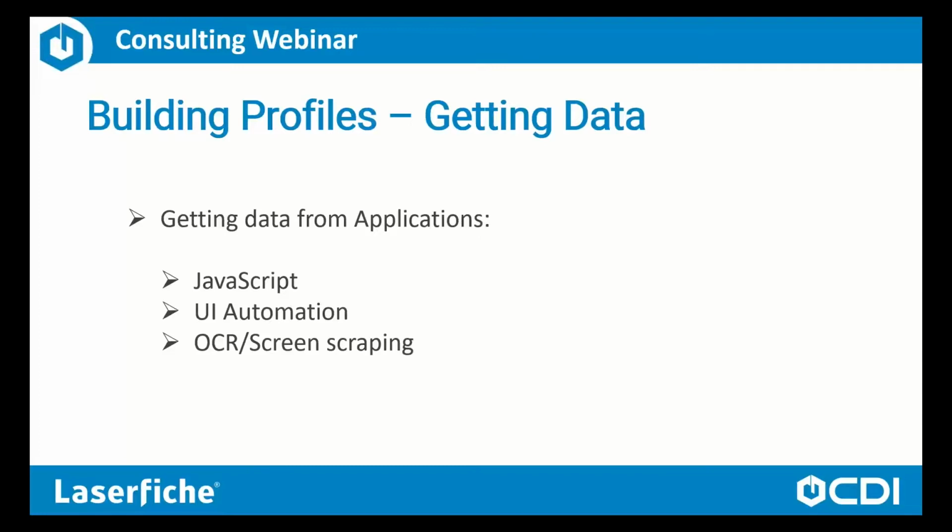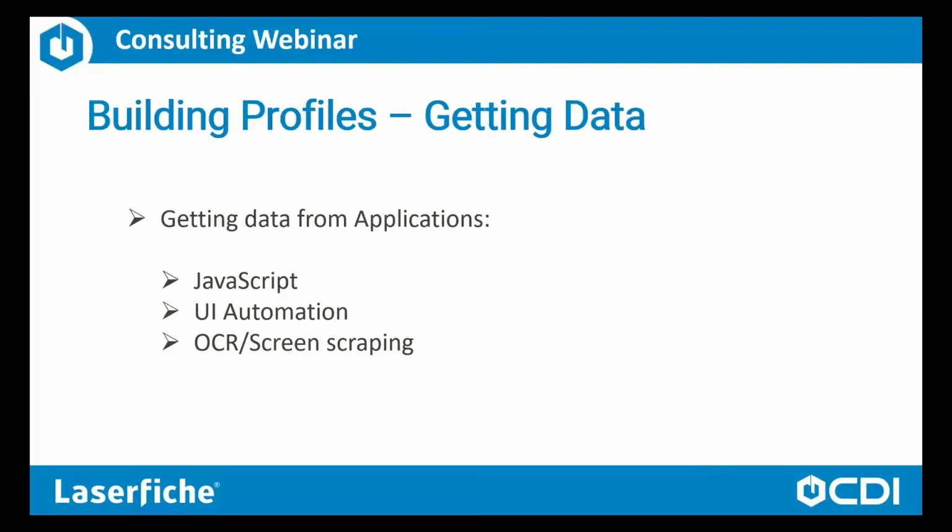When we are getting data from our application, we can retrieve data in a variety of ways. We can use JavaScript to find the controls. This method should be used with most desktop applications and with websites. You can also use the UI automation method for either of these.